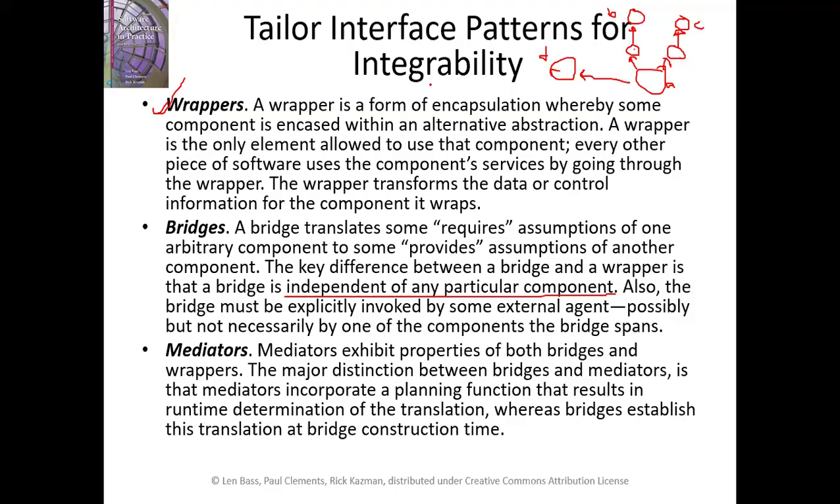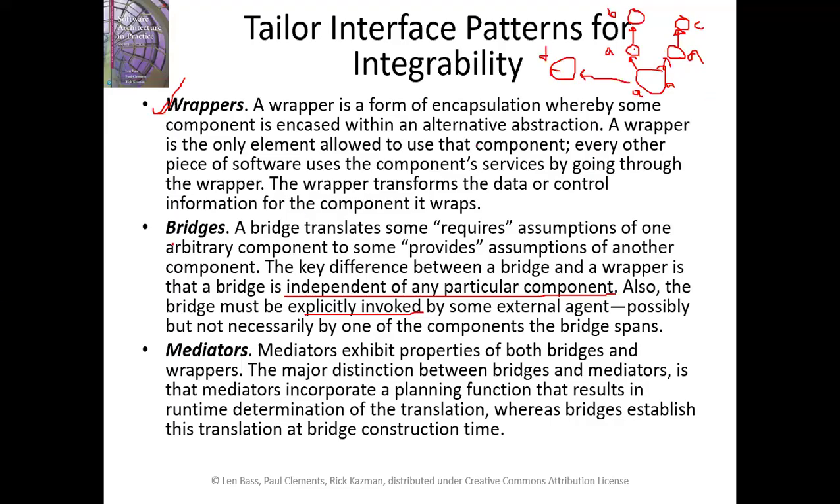The bridge must be explicitly invoked. That means in the case of a bridge, somebody must call the bridge. But in the case of a wrapper, you don't need to call the wrapper because actually you don't know it's a wrapper. Actually, C thinks that this is A. B thinks that this is A. But D knows that this is A. So this is the idea behind the wrapper.